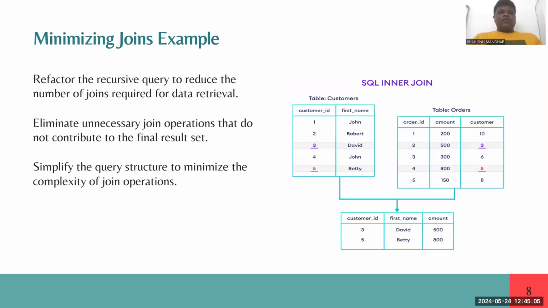Okay. So there's an example for minimizing joins. Just as we saw in the previous slide, where there are two tables, customers and orders, there are common elements in both of the tables. By doing the union operation and removing these common elements, we can optimize the recursive SQL query. So basically it tells us to refactor the recursive query to reduce the number of joins required for data retrieval. Eliminate unnecessary join operations that do not contribute to the final results. This is what I just explained in brief. Simplify the query structure to minimize the complexity of join operations.